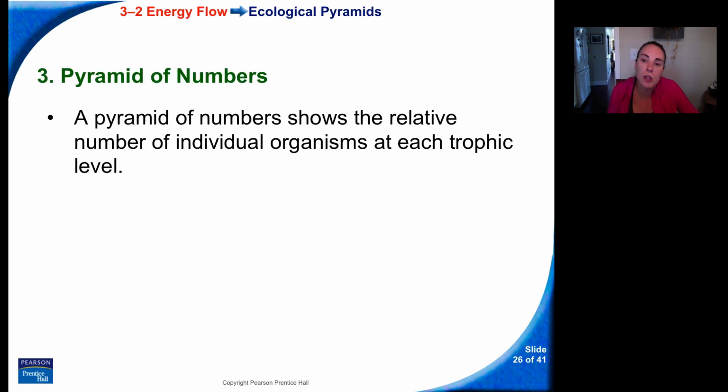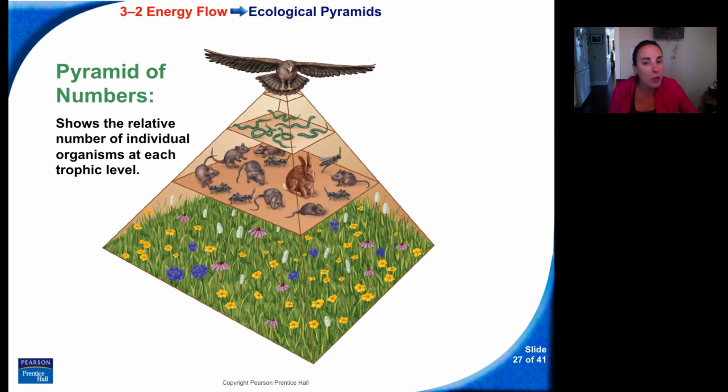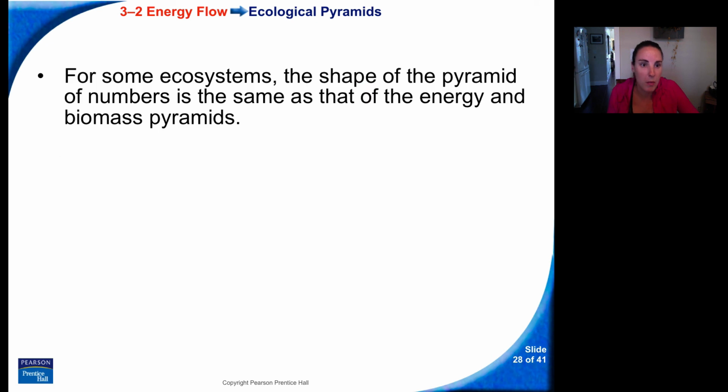Pyramids of numbers show the relative number of individual organisms at each trophic level. So if you were to go into a rainforest and count the number of organisms, that would give you a pyramid of numbers. It shows the relative number of individual organisms at each level. So how many plants are there? How many primary consumers? How many secondary? How many tertiary in one area? That is a pyramid of numbers.